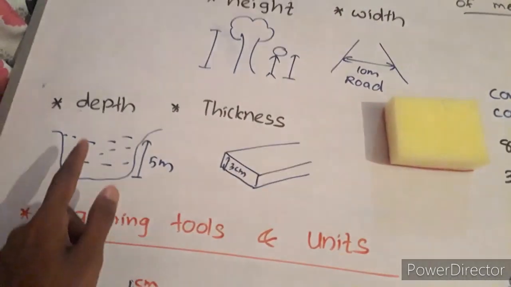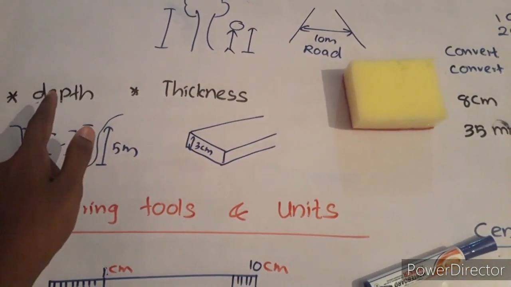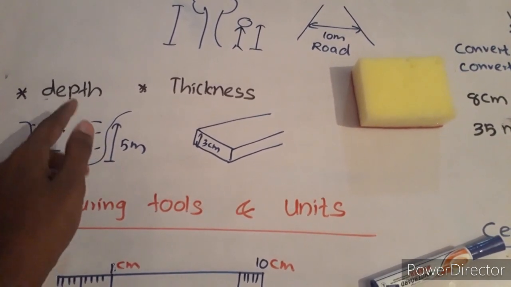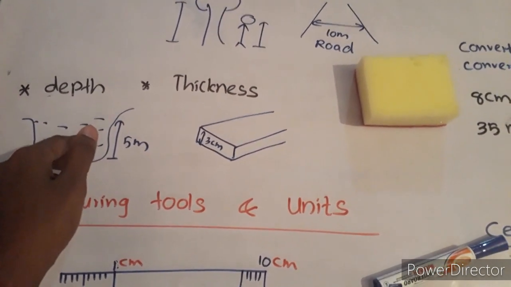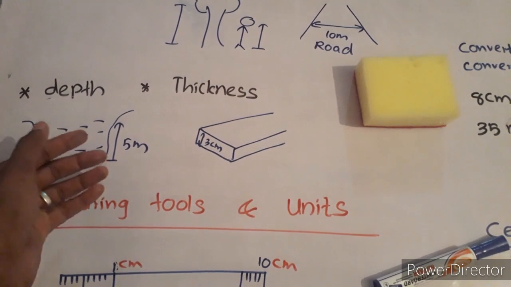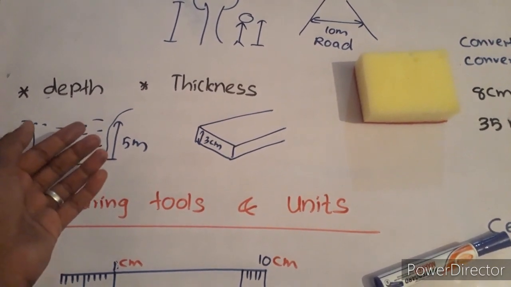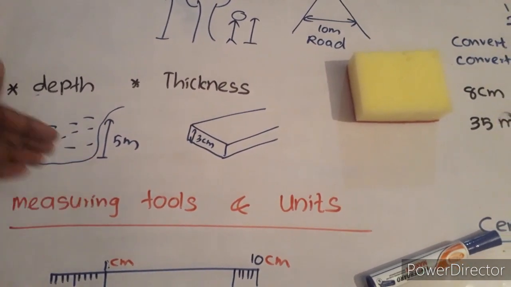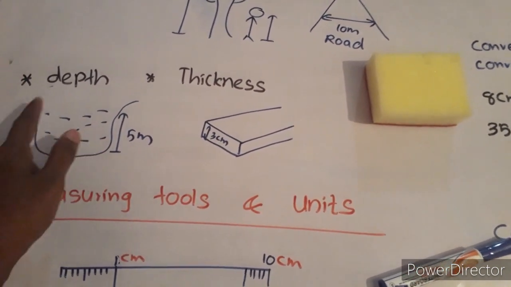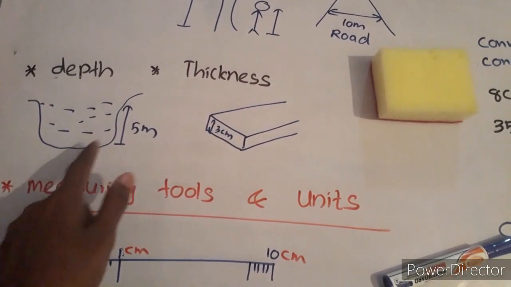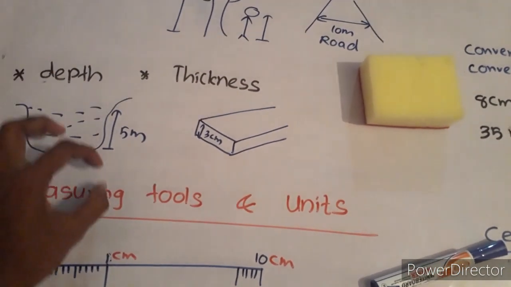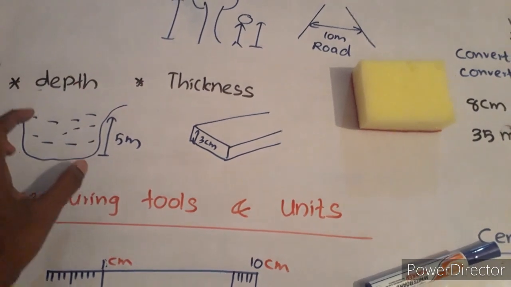And next one, depth. You may have heard about this word depth. Depth means how deep it is. We measure depth in a pond, rivers, ocean, tank, like that. As an example, I have shown a pond. The depth is 5 meters. That is what we call depth.